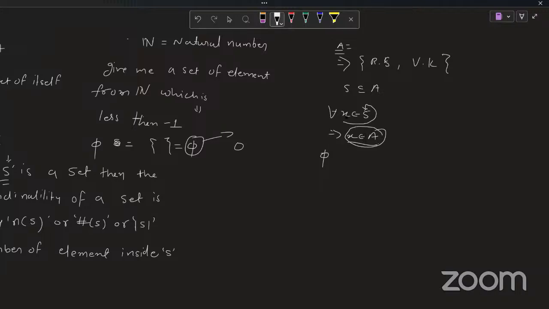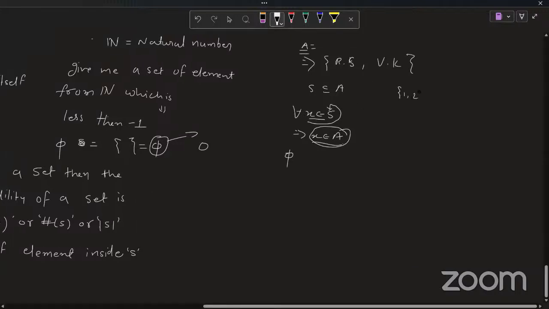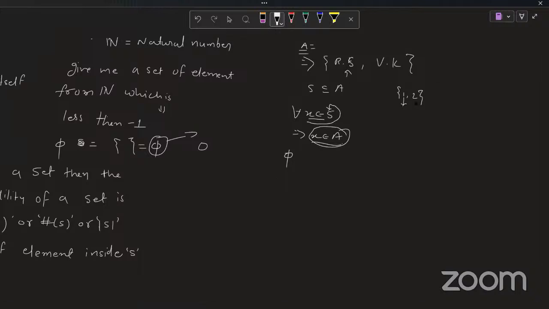What I am saying is, suppose this S has 1, 2. Now I will take 1 and check whether 1 is inside here or not. And if it has 2, then I will take that particular element and check whether it has that element or not. Now in my empty set, no elements are there. So what will I take? Nothing. There is nothing to take. But then how can you say it is a subset, sir?